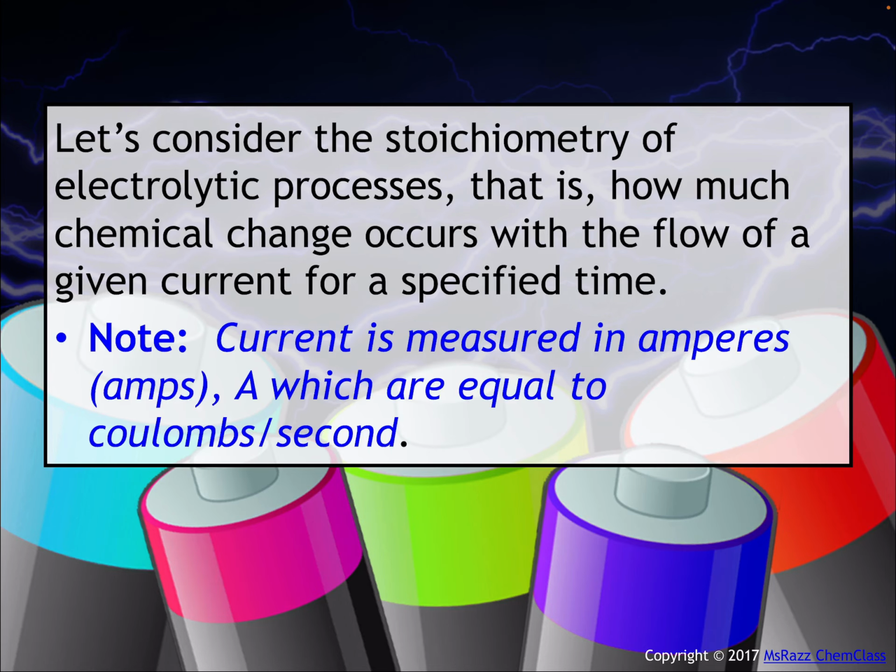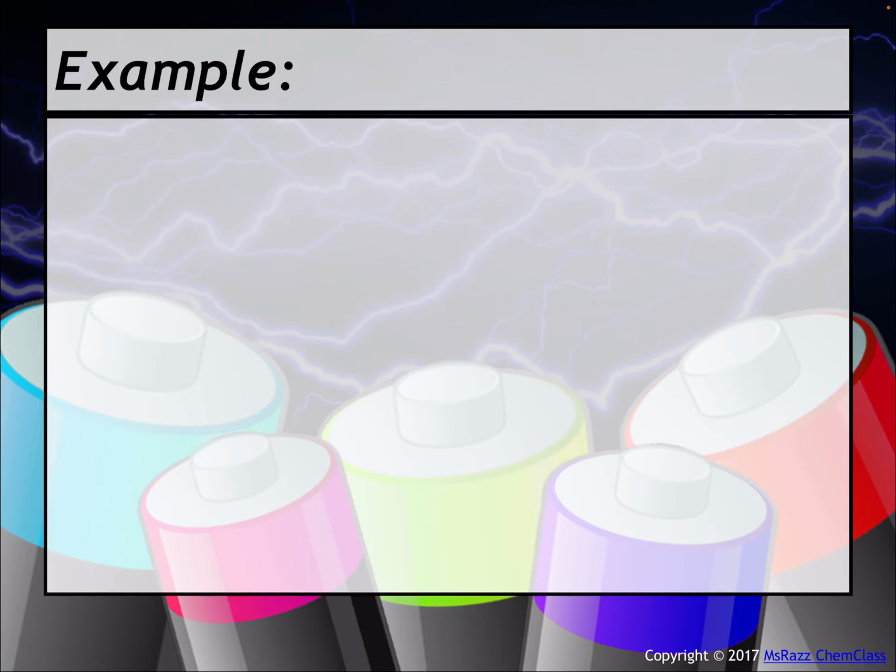So the unit here is current. Current tells us basically the amount of charge that's flowing per second. Current is measured in amperes, or amps, and the unit is coulombs per second. And on our equation sheet, we have Faraday's constant, which is in coulombs per mole of electrons. So that's going to come into play here.